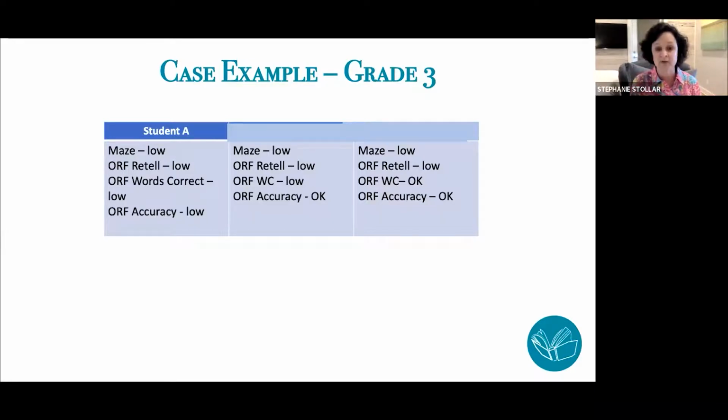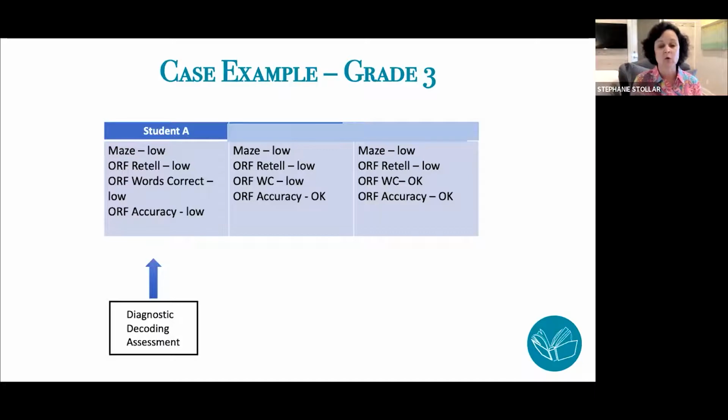So let's talk about student A in my example here, whose maze and oral reading fluency retell scores are low, indicating difficulty with reading comprehension. Here's a student whose words correct score on oral reading fluency is low, and their accuracy score is low on oral reading fluency. So this is a student who has a reading comprehension problem, and at the heart of it is something related to word recognition, right? That's what that specific accuracy score is indicating and telling us. So this is a student who we might have a problem definition statement about the inaccurate reading, right?